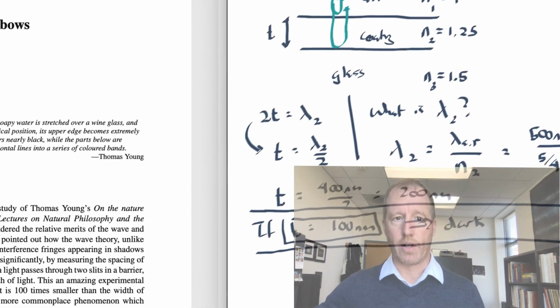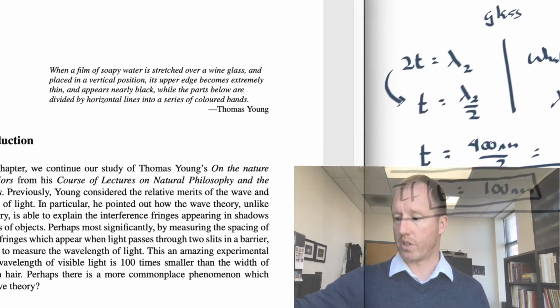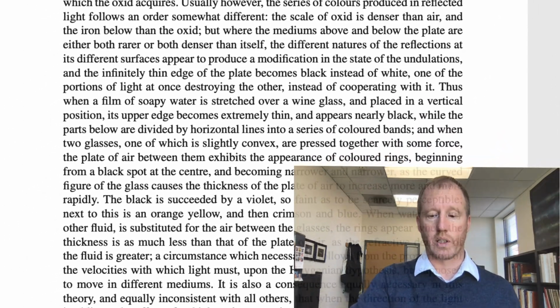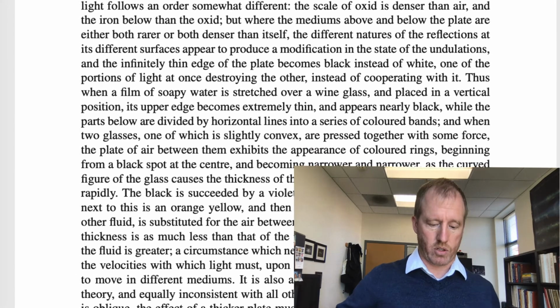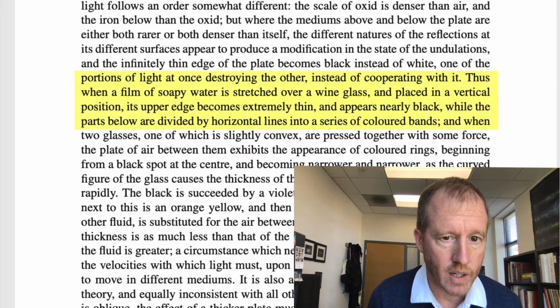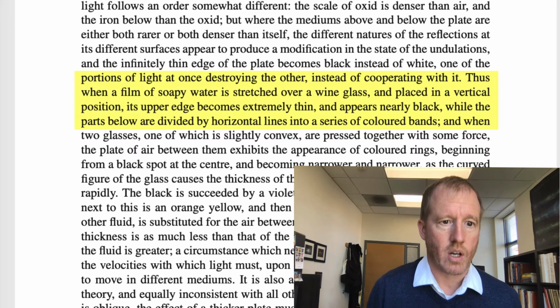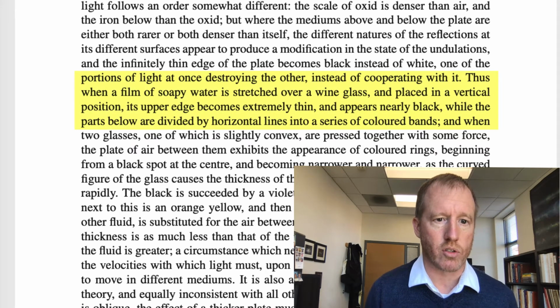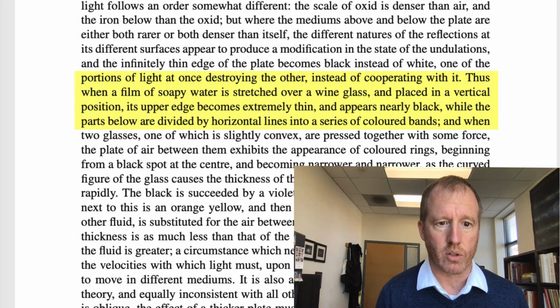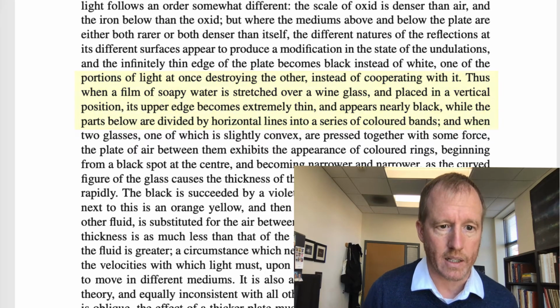Okay, now, the next thing that Thomas Young talks about that I like to focus on is a very fascinating topic, and that is also related to thin film interference, but in the case of soap films. So he mentions, if you look at page 250, about the middle, he says, "Thus, when a film of soapy water is stretched over a wine glass and placed in a vertical position, its upper edge becomes extremely thin and appears nearly black, while the parts below are divided by horizontal lines into a series of colored bands."